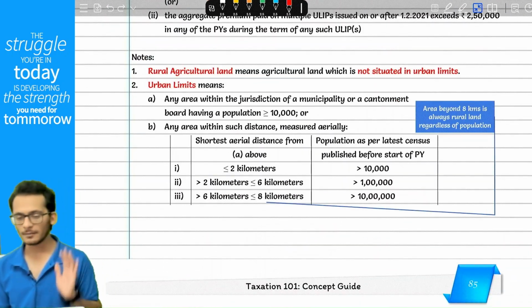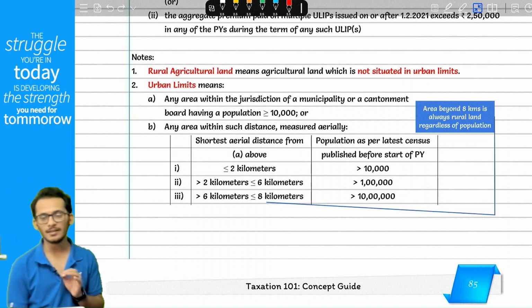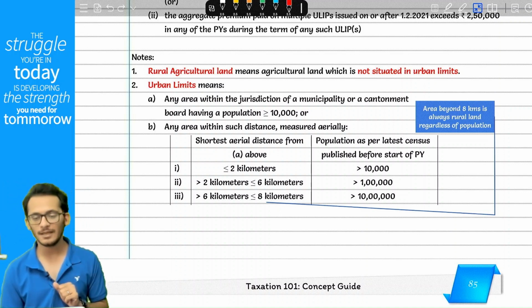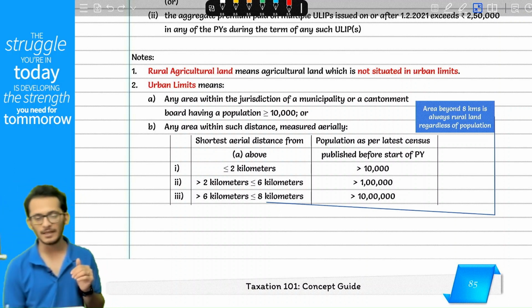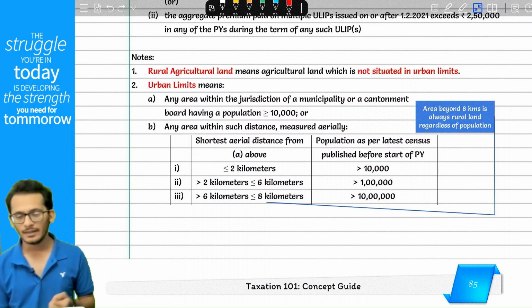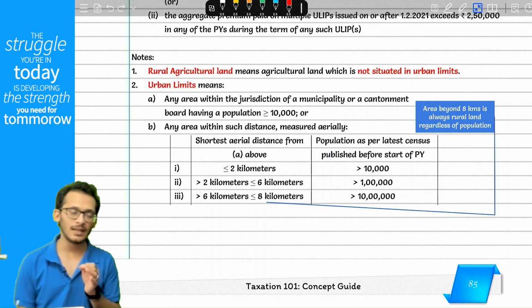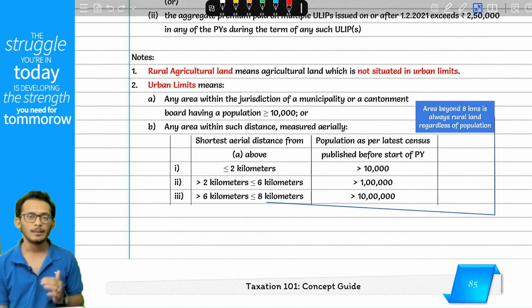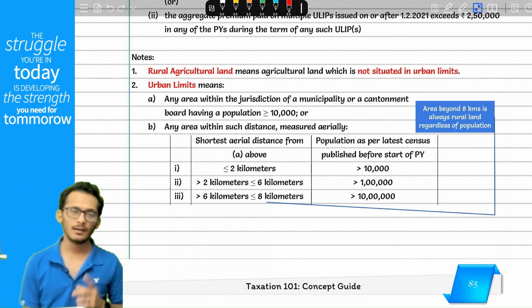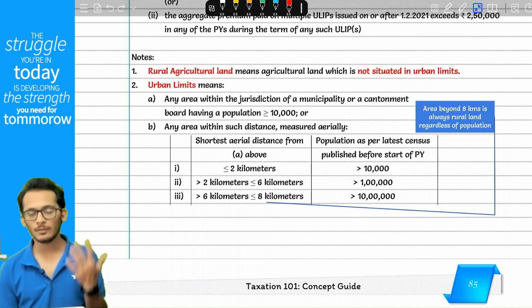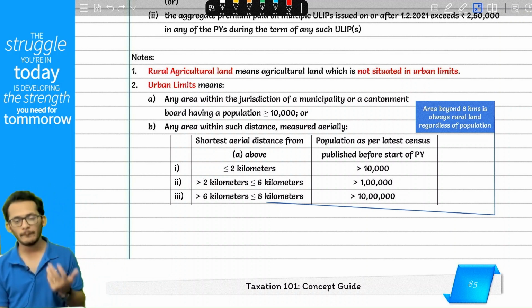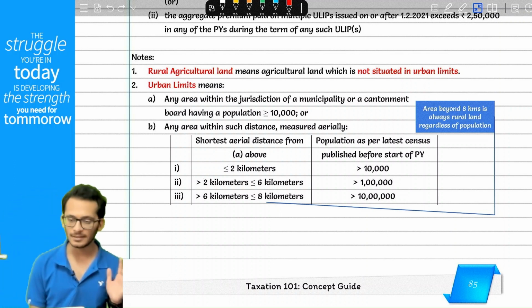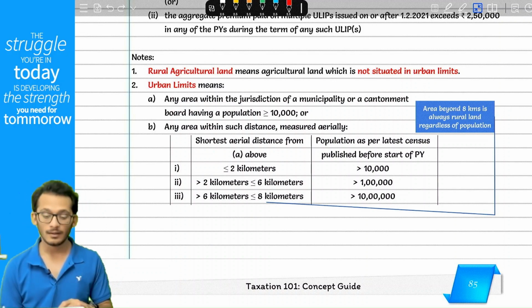How do you decide something is urban agriculture land? Check if the property is within the municipality. If the property is within the municipality, the population should not be more than 10,000. If the land is within 2 kilometers of the municipality, again the population should not be more than 10,000. If the land is within 2 to 6 kilometers, the population should not be more than 1 lakh. And if the property is anywhere beyond 6 kilometers up to 8 kilometers, the population should not be more than 10 lakhs. Any property above 8 kilometers will always be considered as rural.